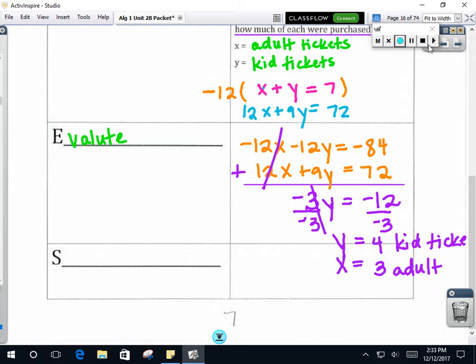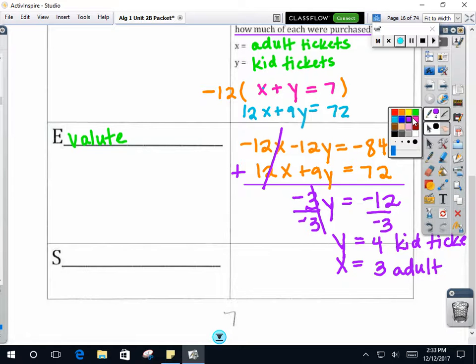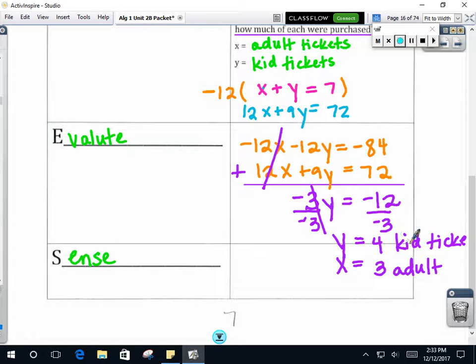Now, we're going to make sure that this makes sense, which is what the S represents. If you buy 4 children's tickets, how much were they a piece? And that's how much money for the kids' tickets? If you buy 3 adult tickets, they were how much each? 12, and that's how much money? And that totals up to how much? And isn't that what they said we spent on the tickets?